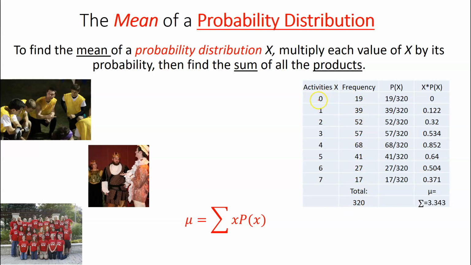So then the probability of being in no activity would be, of course, 19 out of the 320. One activity is 39 out of 320, and so on and so forth. You can switch it over to decimals at this point or later, but then what I do is I take this column times this column. This is the x, the random variable, times the probability of the random variable, and I get these values over here.